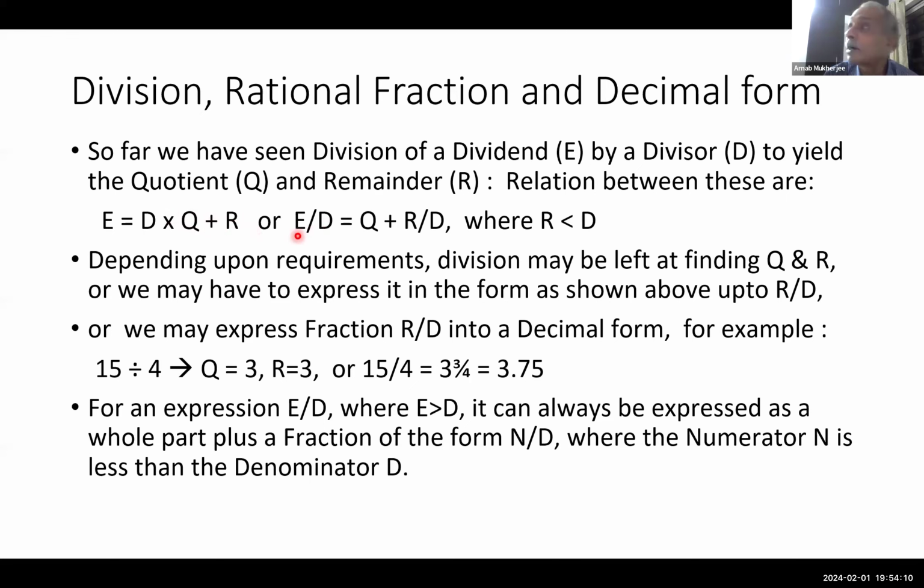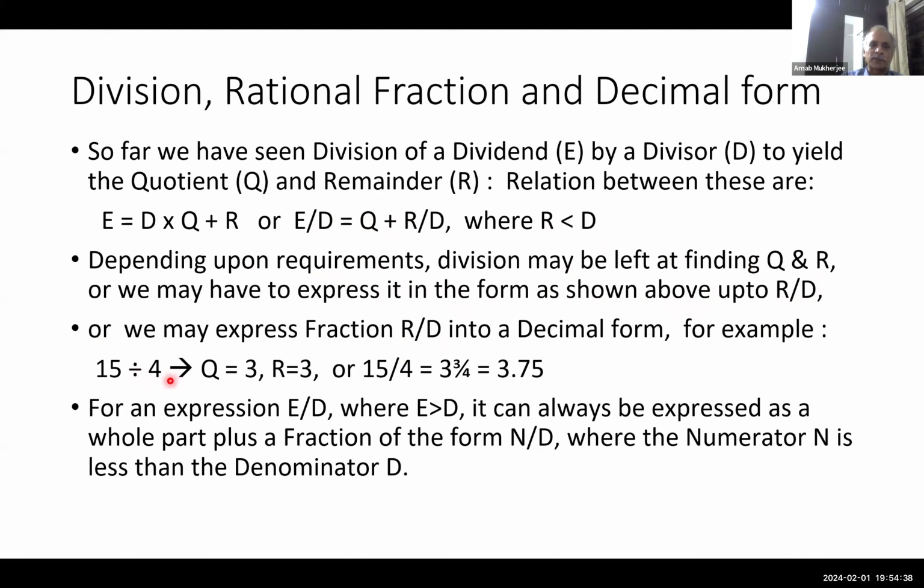When you divide a number by a divisor, we get a quotient. But you can express it this way also: E by D is equal to Q plus R by D, where R is less than D. Depending upon the requirements, division may be left at finding Q and R only, as we did so far, or we may have to express it up to R by D as a fraction or in decimal format.